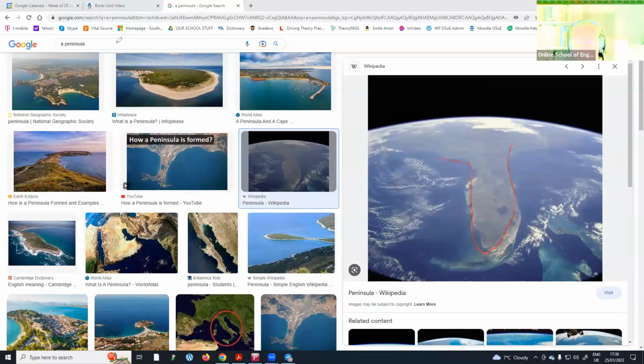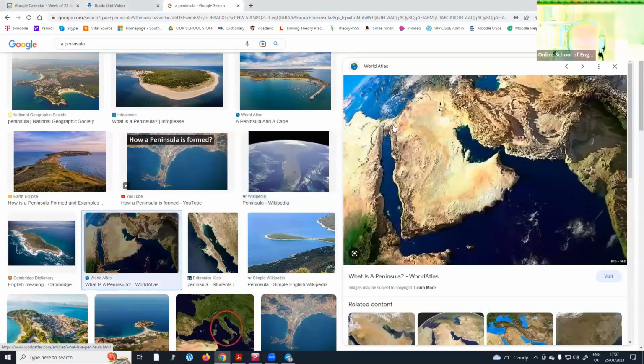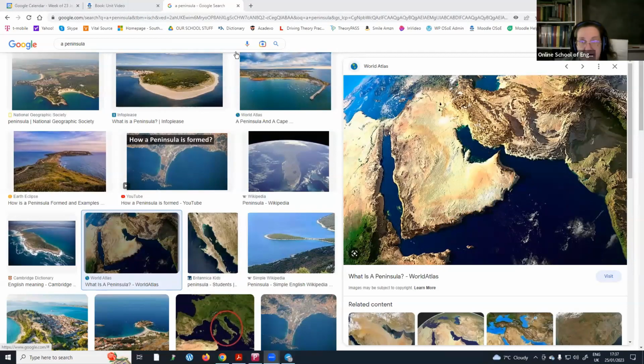If you look at, for example, the Middle East, Arab countries, this right here is also a peninsula. They call this a peninsula. I know it's a pretty big peninsula, but still. It's a piece of land that sticks out like that. Now let's come back to our list.